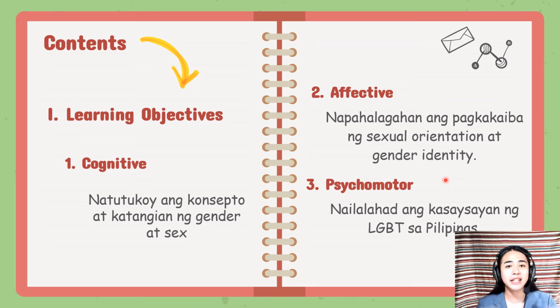The learning objectives are divided into three categories: the cognitive, affective, and psychomotor. For the cognitive, natutukoy ang konsepto at katangian ng gender at sex. On the affective domain, we have napapahalagahan ang pagkakaiba ng sexual orientation at gender identity. At ang pangatlo, psychomotor, nailalahad ang kasaysayan ng LGBT sa Pilipinas. Ito ang nagsisilbing gabay sa mga estudyante, at nagsisilbi ring gabay or mga goal pagkatapos talakayin ang lesson.